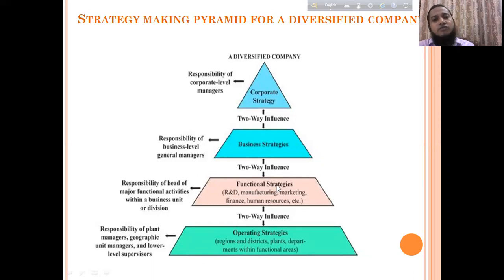Functional strategies. Functional strategies are developed by heads of the functional departments, like heads of research and development, manufacturing, marketing, finance, human resources, etc. Operating strategies are developed by plant managers, geographic unit managers, and lower level supervisors, and operating strategies are formulated in areas like regional and district plans, departments within functional areas, and so on.